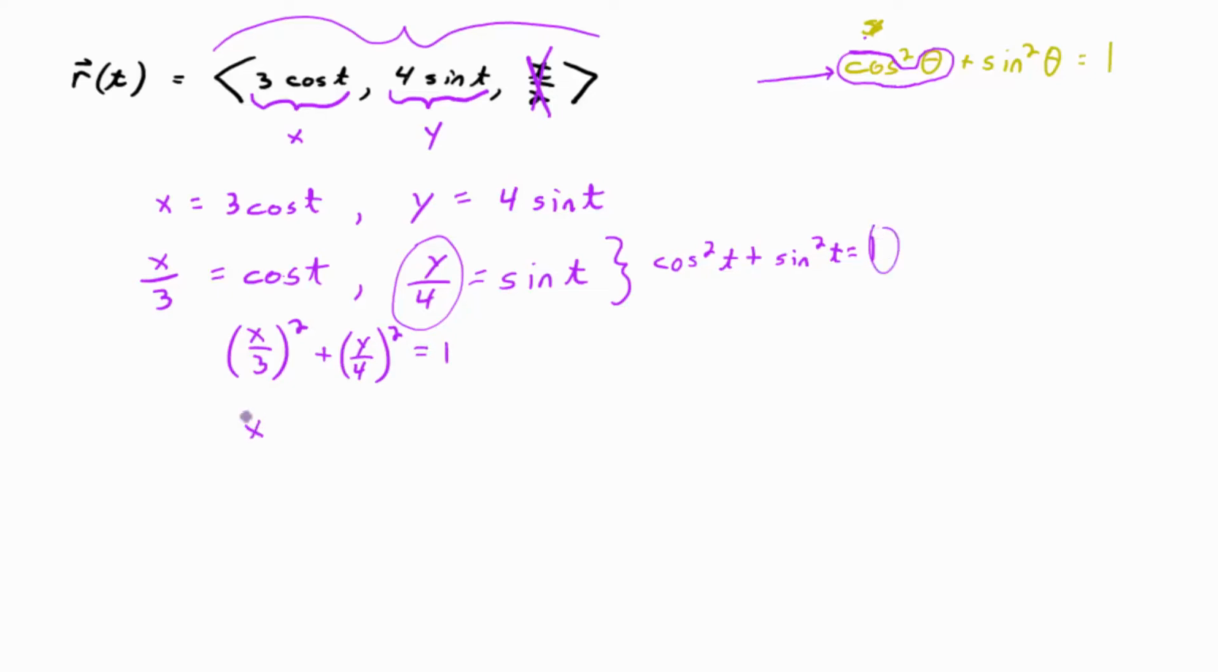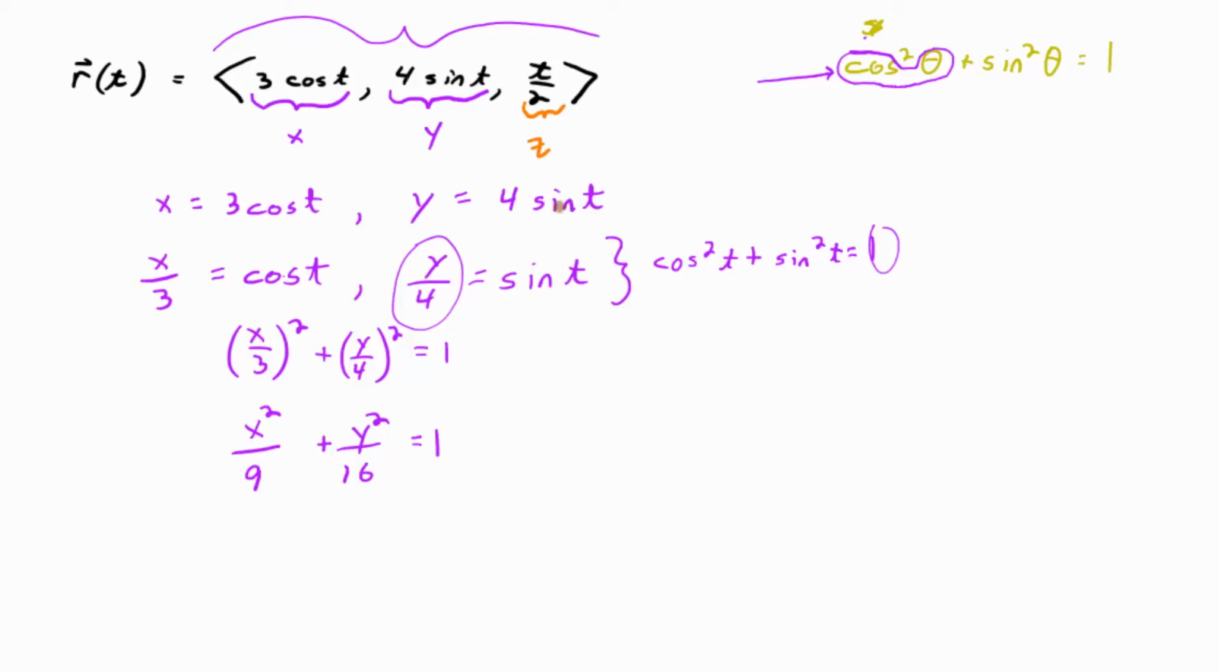Usually, you write the standard form like this. If you square both the numerator and denominator of both fractions, you get x squared over 9 plus y squared over 16 equals 1. Did you buy that? Okay, now let's uncross out the z. So z is t over 2. That division by 2 doesn't matter. z can range between all real numbers, right?